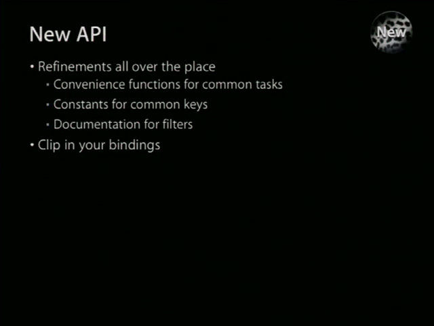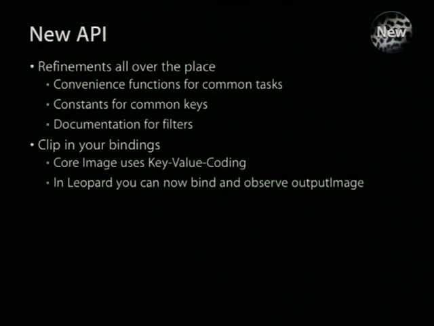Now, Core Image and bindings. We're not going skiing, but what this means is CIImage is using key value coding. And one thing that didn't work in Tiger, but that works in Leopard now, is that you can observe the output image. What that means is, for instance, if I have a filter A, and I take the output image, put it into filter B, and then that output image into filter C. When I do this, and I changed in Tiger something on filter A, I would have to again take the output image, put it into filter B, take that output image, put it into filter C. You don't have to do that anymore.